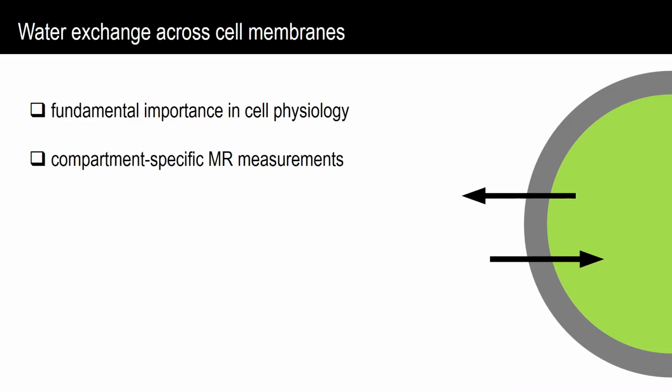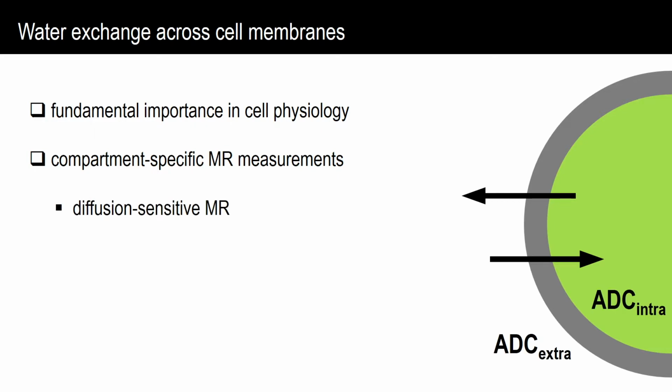And more relevant to the magnetic resonance community, there exist many MR methods that target the biophysical properties of either or both of the intracellular and extracellular water. For example, some diffusion-sensitive MR methods are designed to measure the compartment-specific diffusion properties, say apparent diffusion coefficient, and to track their changes during injury. And how fast this transatomal water exchange is compared to the characteristic time of the MR measurements will determine the meaning and accuracy of the ADC results.